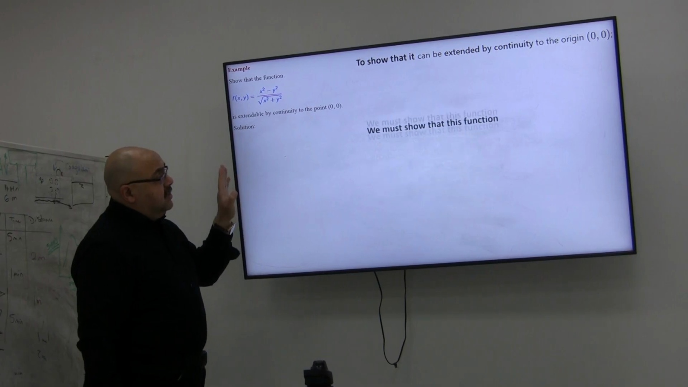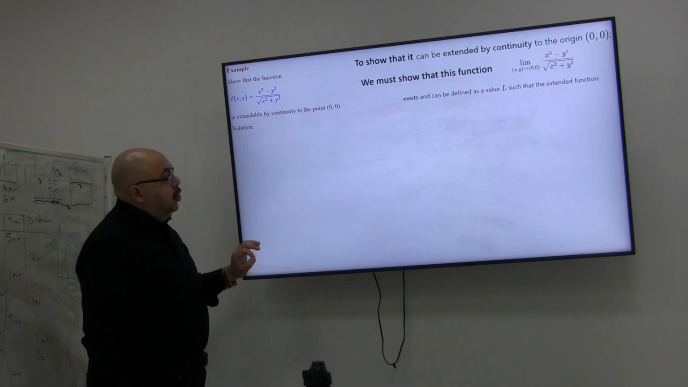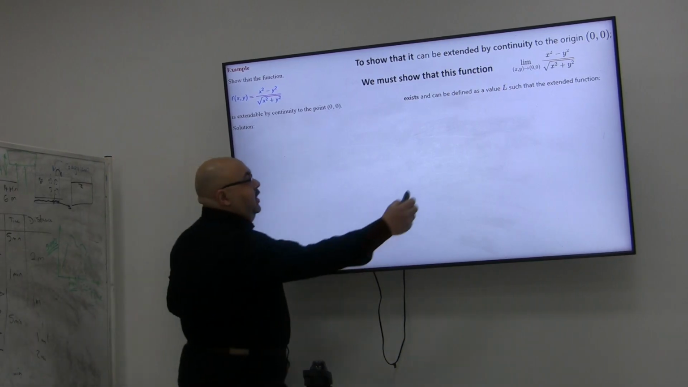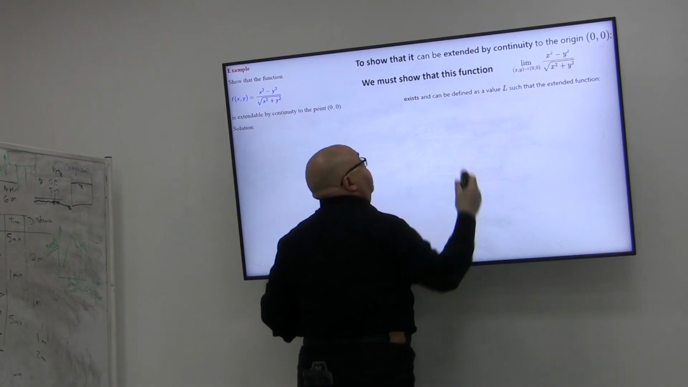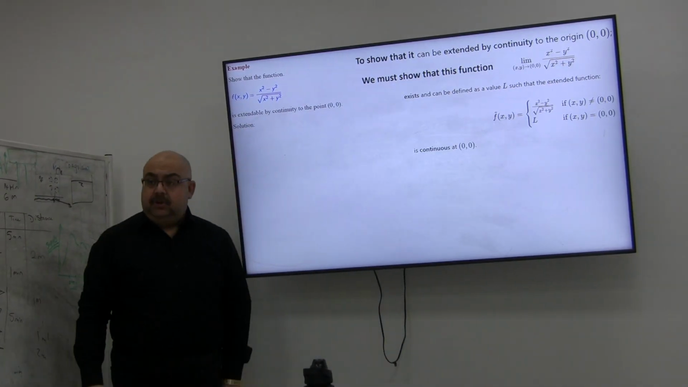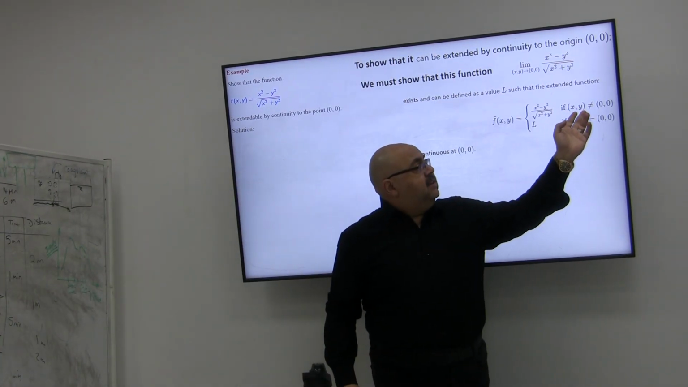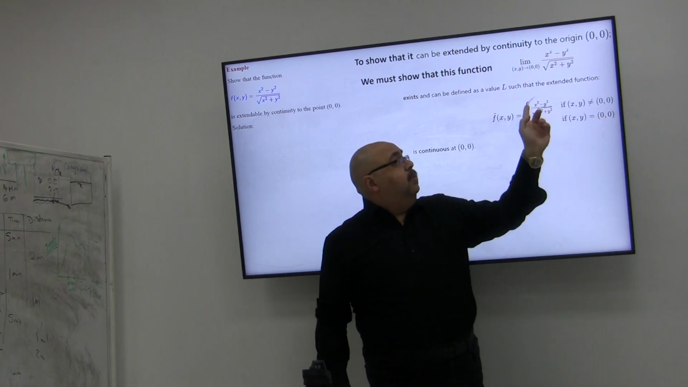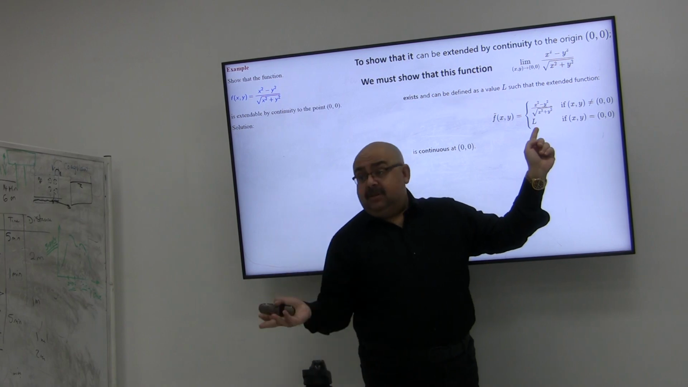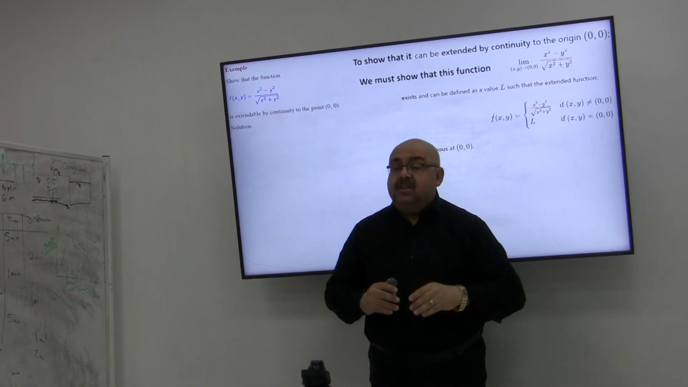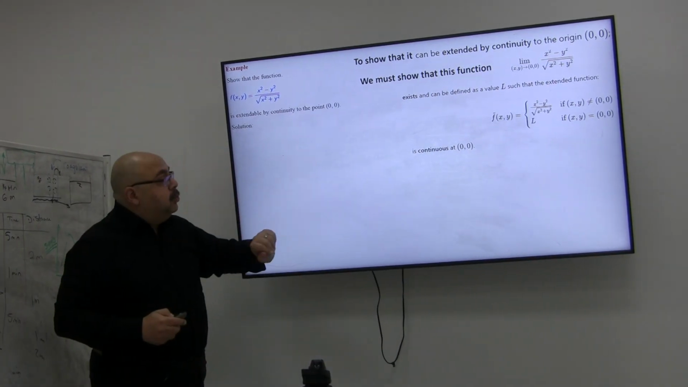To show that it's extendable by continuity to the origin, we must show that this function, the limit as x, y tends to the origin of x squared minus y squared over the root, already exists, and to find the value of L. How to extend it? I will do it this way. I will say if x, y doesn't equal the origin, I will use this function. When it's equal to the origin, I will put the limit. So in this case, the definition will equal the limit, so the function is going to be continuous. This is the basic idea.